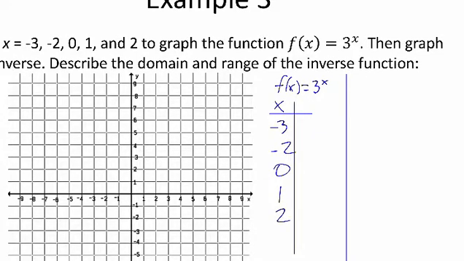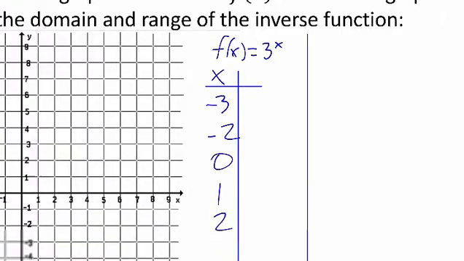So plug in a -3. 3 to the -3rd power is the same as 1 over 3 to the 3rd, which is 1 over 27. Plug in a -2, you do the same route, you end up with 1/9. 3 to the 0 is always 1. 3 to the first is 3. 3 to the second is 9.